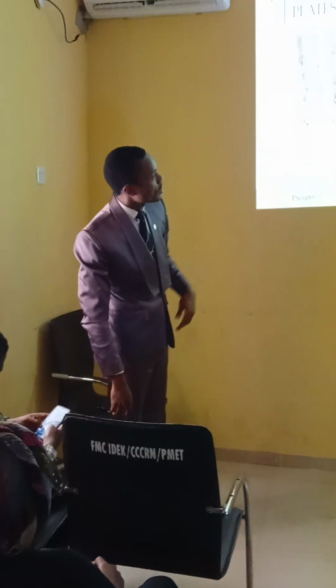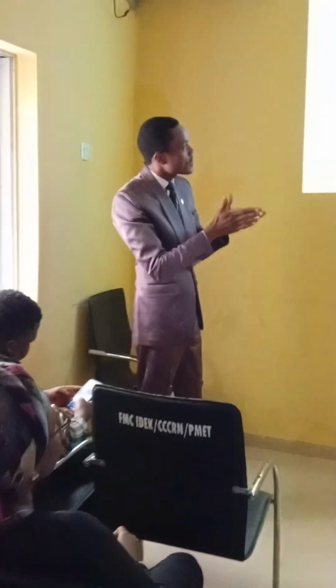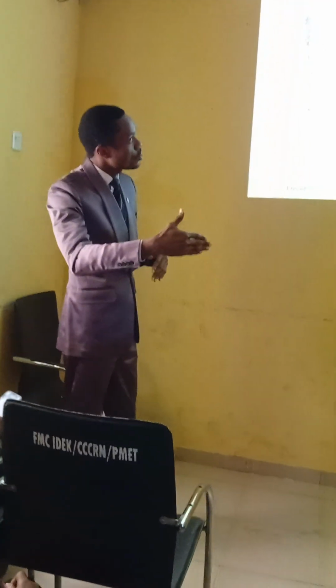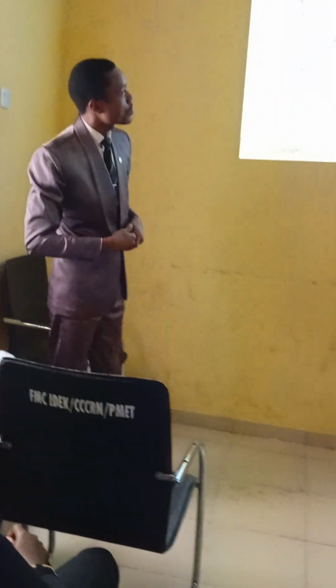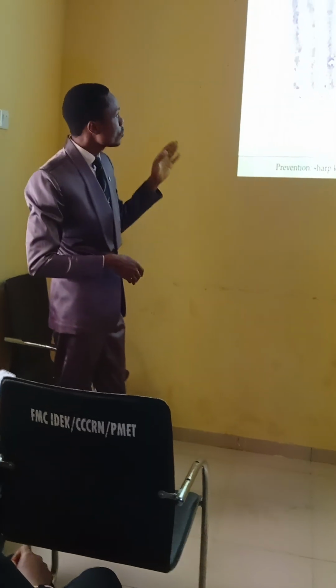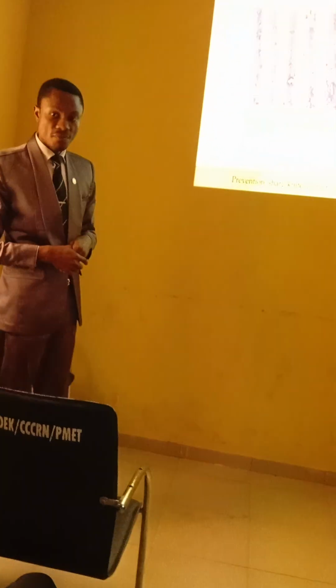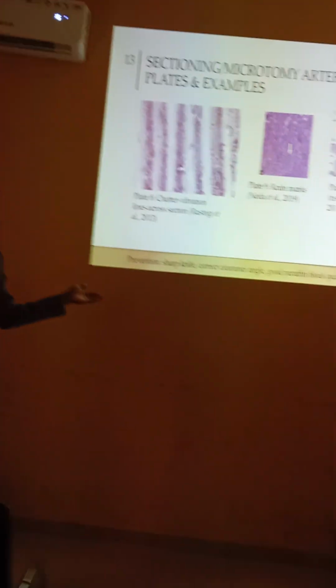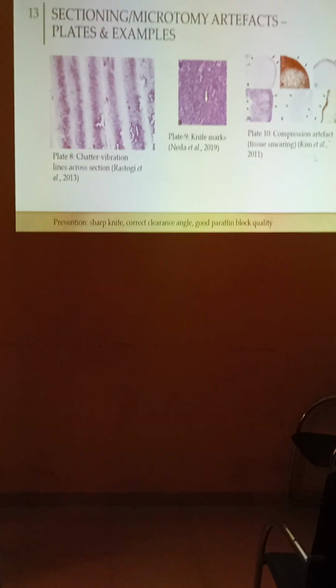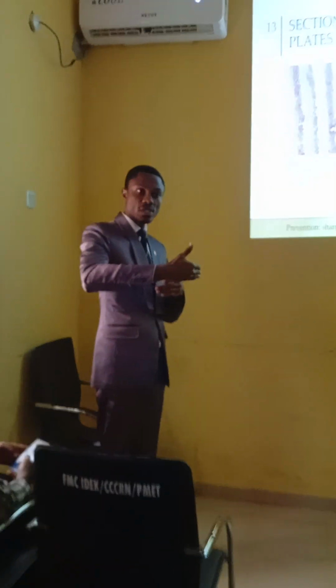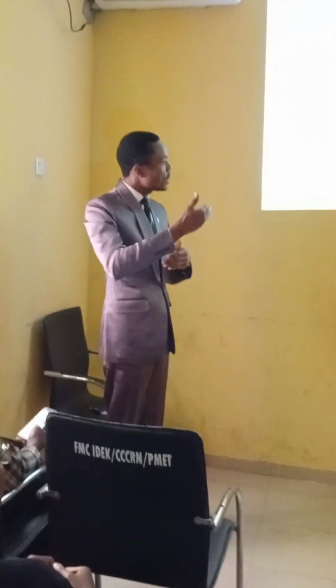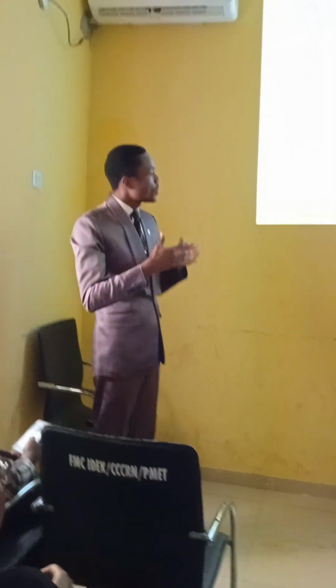Then the last one there, plate 10, shows us some compression artifact, the tissue smearing. So towards the end of the tissue, you see there is a compression there due to some of the errors in microtomy. So in order to avoid this particular artifact, it's important that the blade that is used in microtomy should be sharp, and then the clearance angle where the blade is positioned to where the tissue is being kept should be the correct clearance angle.